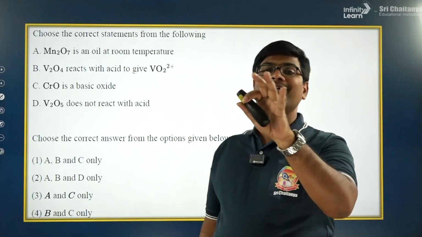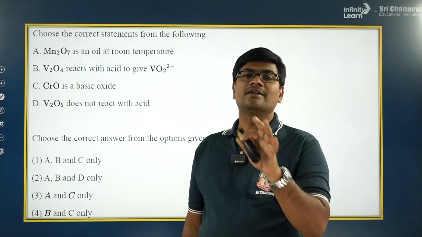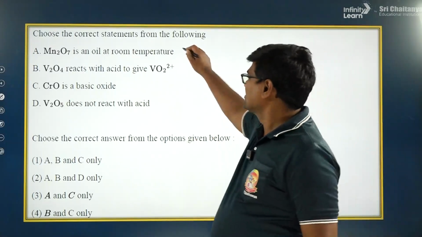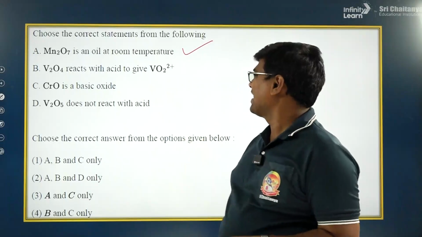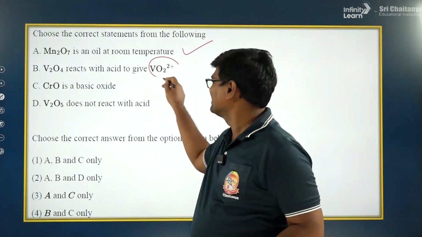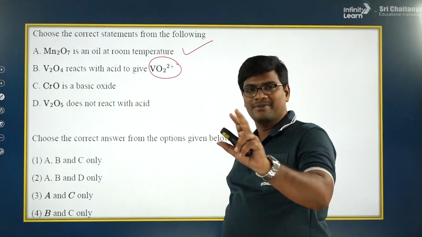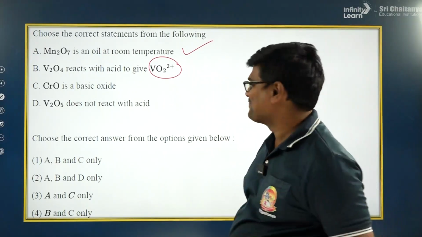Mn2O7 is a covalent green oil. That is the NCERT line. It is covalent, also green color oil, explosive, highly acidic substance. So this is the right statement. Next, V2O4 reacts with acid to give VO2 plus. Let's see. There is a twist in this problem. B, maybe right or wrong. I am not sure. Let us see. After completing, I will tell.